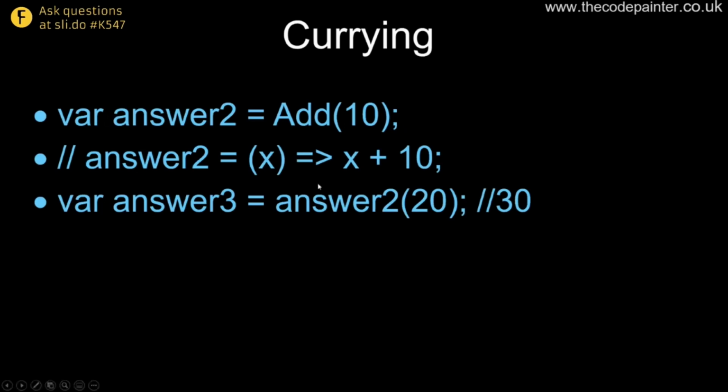And this seems a bit strange, but it is in fact very, very powerful. And then you can just give it the second one. You can call this answer 2 function, give it the second parameter, and you get back an answer finally.